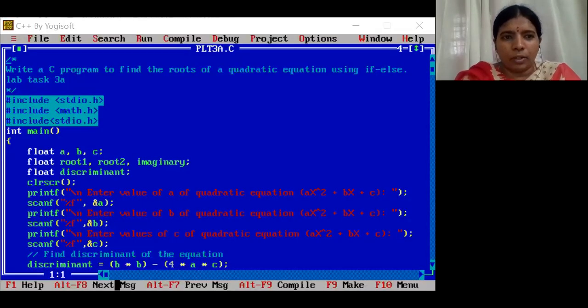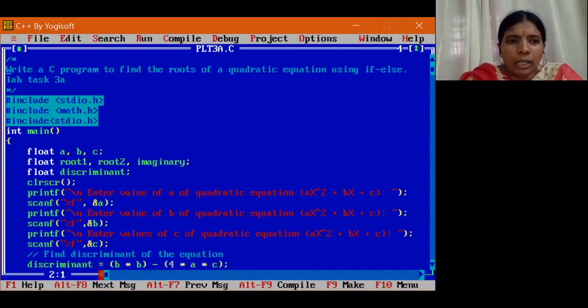Okay, so let's go ahead and see. Here is the program, Lab Task 3A. I'm using a Turbo C editor in which we are writing a program to find the roots of a quadratic equation. Here there are three variables a, b and c, which are all float. You can take them as integers and later convert them using typecasting, but for simplicity we took a, b, c as float. There are two roots, root 1 and root 2, but the roots may be imaginary as well.